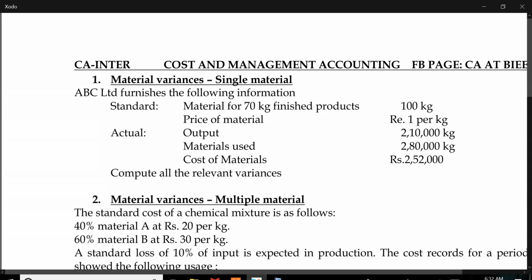Cost split into three: material, labor, overheads. Overheads split into two: variable overheads, fixed overheads.